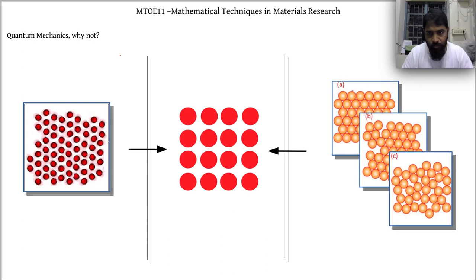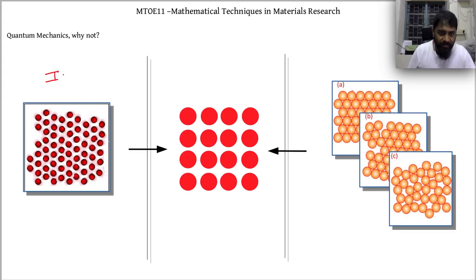That is one way to approach. The second approach is I consider different configurations, calculate the energies of the different configurations, and then say, depending on which one is the lowest energy, I can say this is going to be the stable configuration. Now, if you consider approach one, there are two different aspects of physics that are involved.